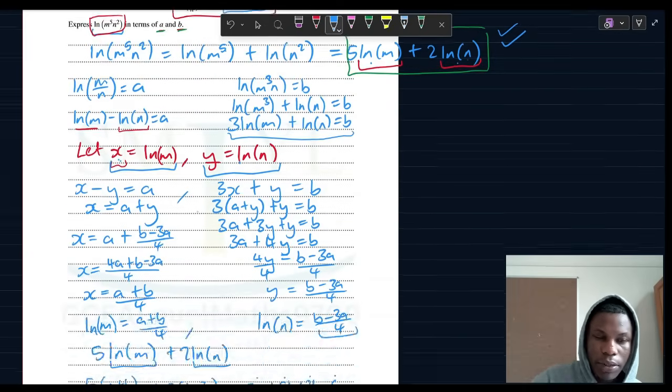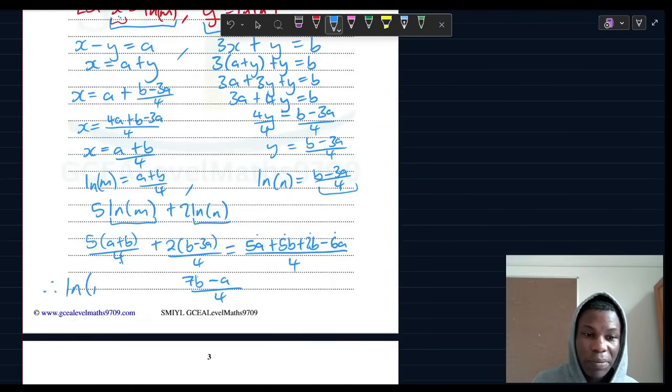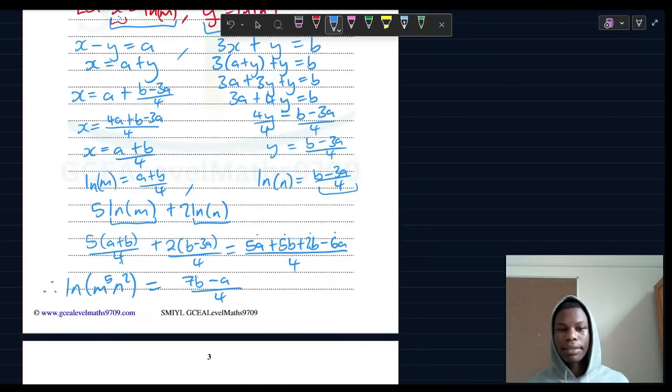M to the 5n squared. The natural logarithm of m to the 5n squared is equal to that. And that is your final answer.